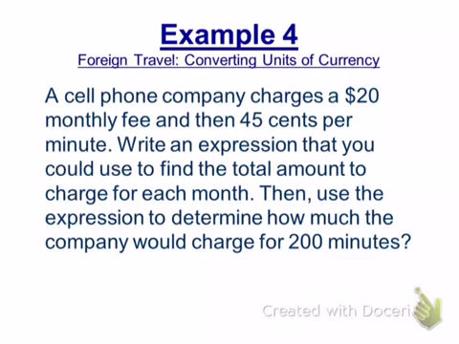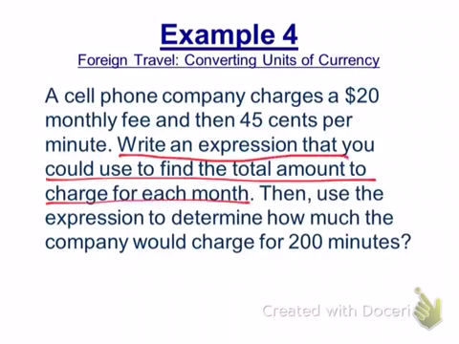We got one more example to look at. A cell phone company charges a $20 monthly fee and then 45 cents per minute. Write an expression that you could use to find the total amount to charge for each month. So let's stop right there and do that. What would the expression be for the total charge for each month? 0.45x. Okay, so it's $20.